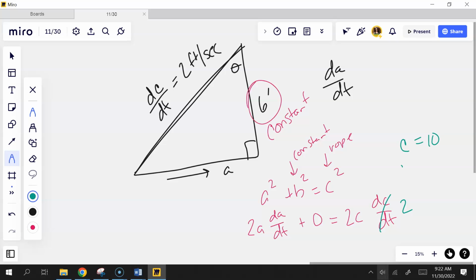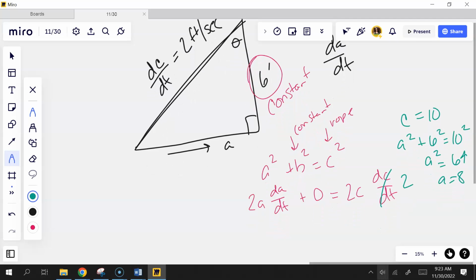So A squared plus 6 squared equals 10 squared, which tells me that A squared was 100 minus 36, 64. So A is 8. That's nice. dC dt is 2. Negative 2, right? Is it negative 2? Is the rope coming in or going out? Dinghy is pulled toward a dock by a rope. So it's pulled toward, so I'm losing rope, right? So I'm going to do negative, because that length is getting shorter, right?